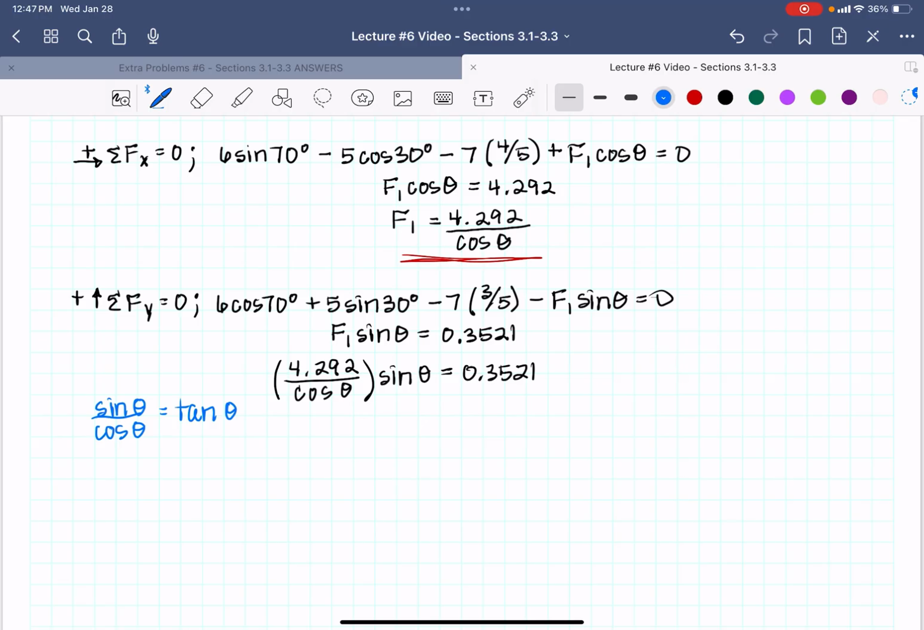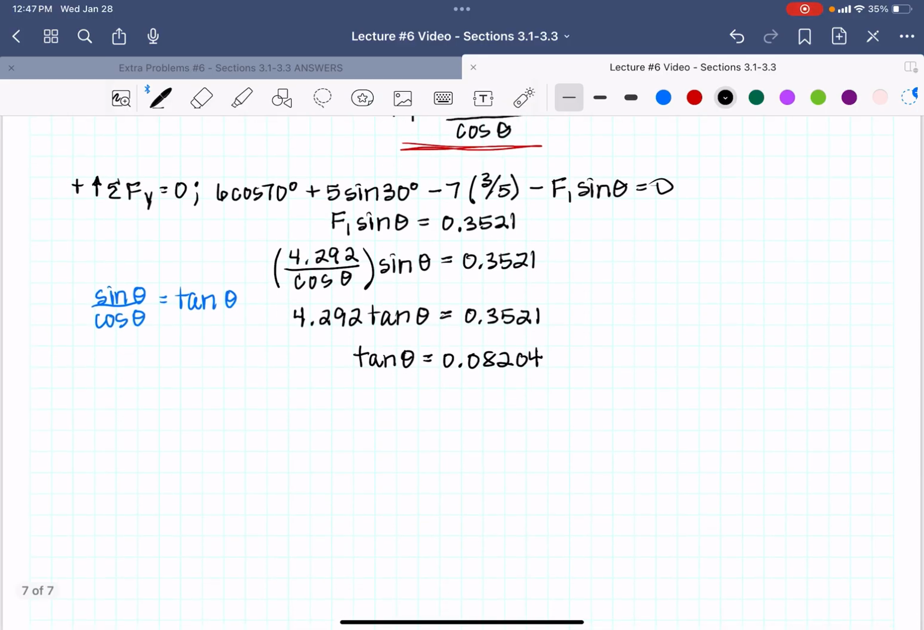If you aren't sure, you can always do that in a little diagram and make it so you can see what it is. So I'm going to end up that sine of theta over cosine theta is tangent, so this is going to become 4.292 times the tangent of theta equals 0.3521. So when I divide by 4.292, I'm going to get that the tangent of theta equals 0.08204. When I take the inverse tangent of that value, I'm going to get my value for theta, and I'm going to get 4.69 degrees.